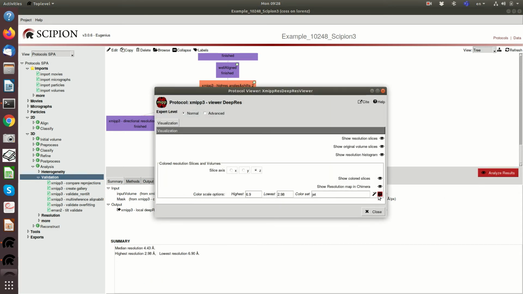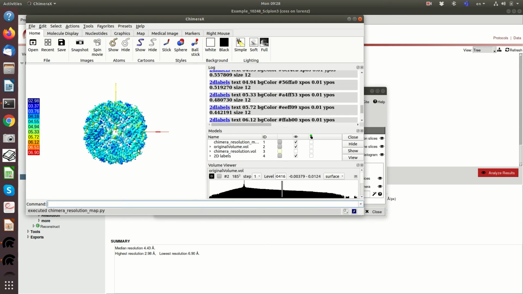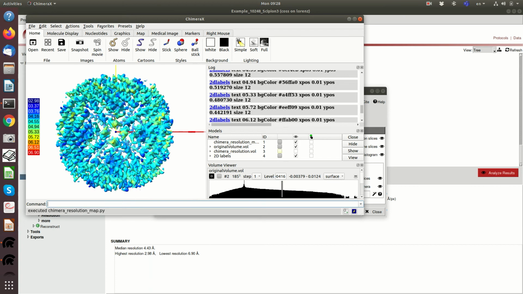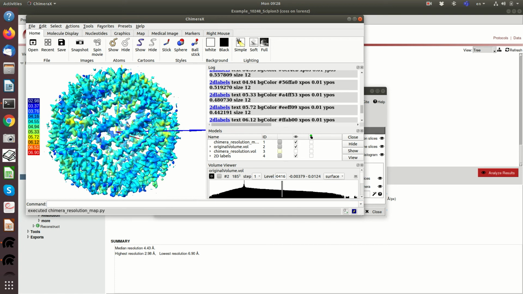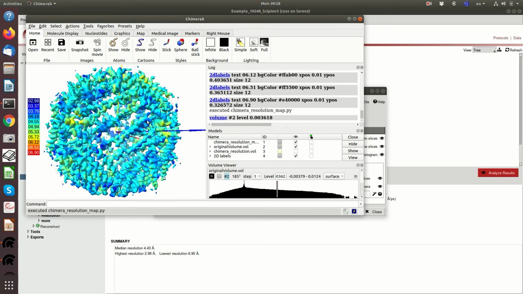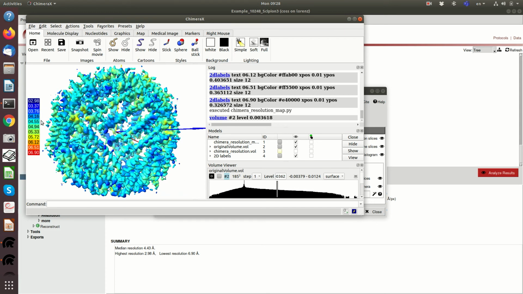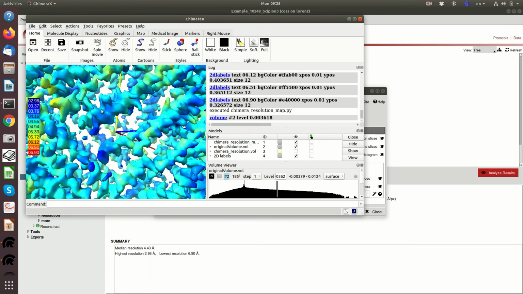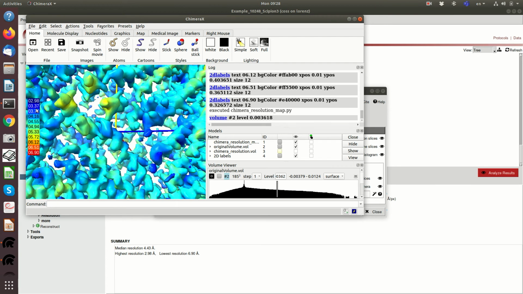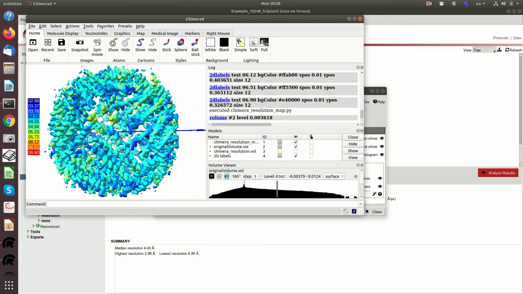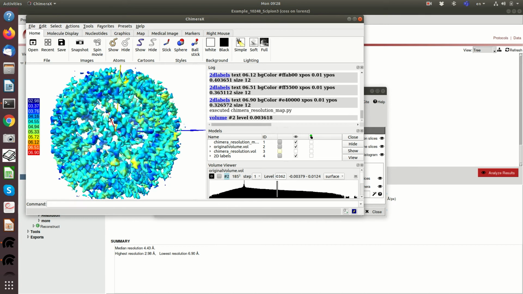So we can have the structure colored by resolution. So we have here something like this, let's say. All these blue areas are more like 3 or 4 point something, and then some of the points have a little better resolution, and only very few points have such high resolution.